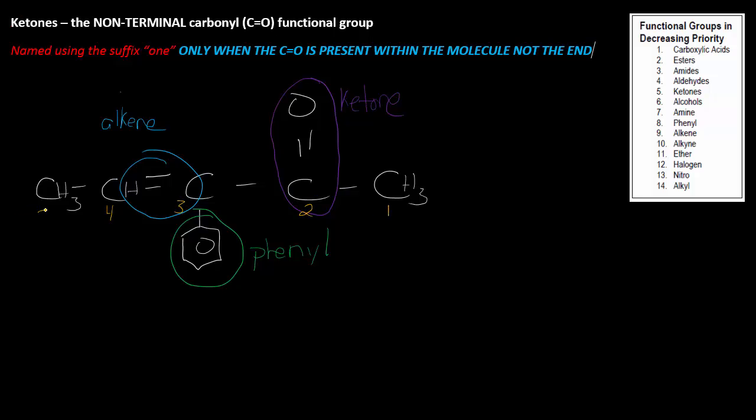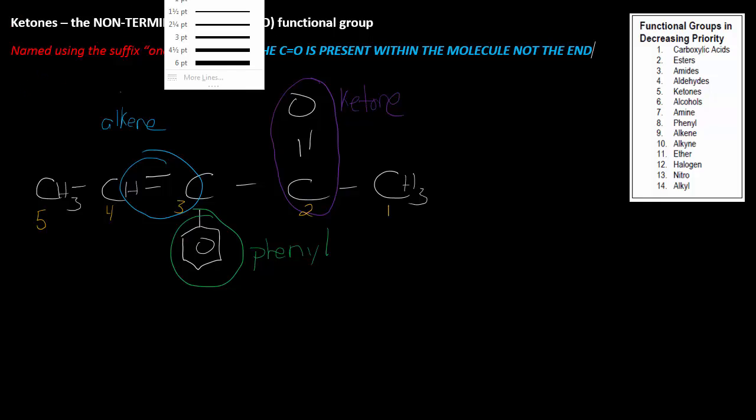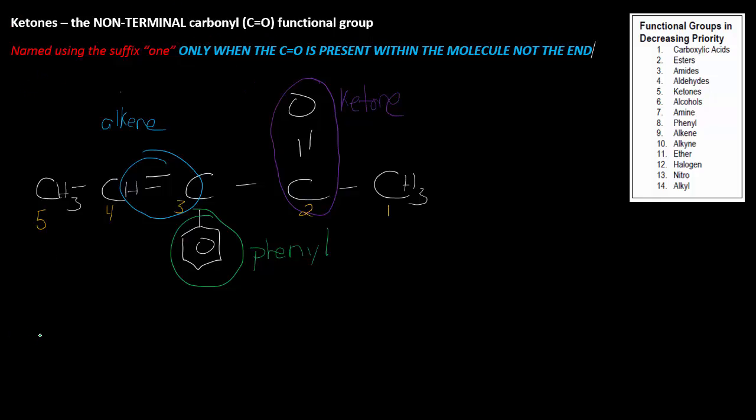So 1, 2, 3, 4, 5. A 5-carbon chain is a pent. Phenyl gets labeled as a branch, so 3-phenyl. But the alkene and the ketone are both named with suffixes. So this is 3-phenyl pent-3-ene-2-one. 3-phenyl pent-3-ene-2-one is the molecule shown there.